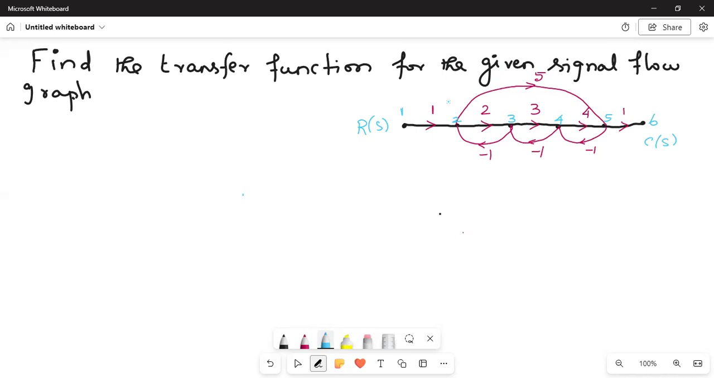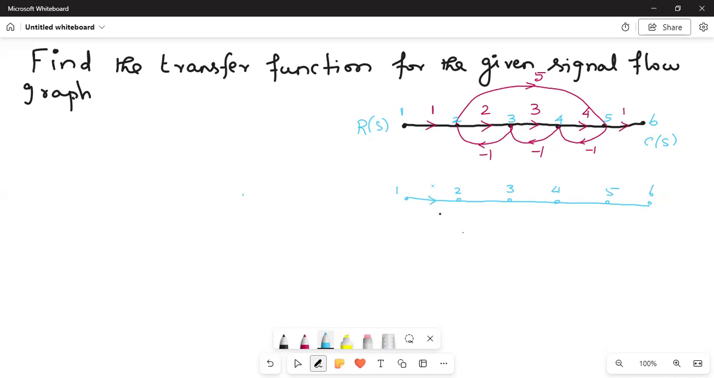So first step, if they give the signal flow graph, you have to find out how many forward paths you have. Forward path means you have to start from the input node and end with the output node. So that is the procedure. Okay. So now you take this diagram. Take node 1, node 2, node 3, node 4, node 5, node 6. So this is one forward path. Correct? 1 to 2, 2 to 3, 3 to 4, 4 to 5, 5 to 6. So this is one forward path.